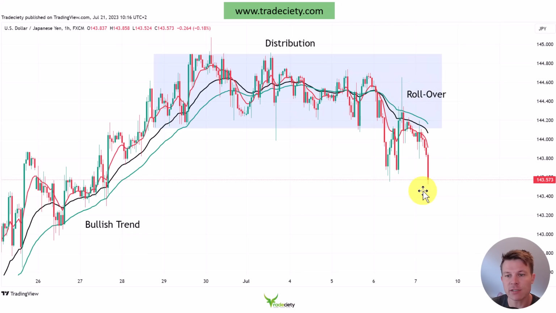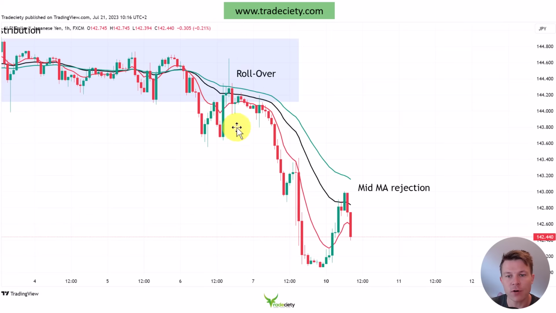This is your first entry signal. The moving averages are also separated nicely, 10, 30, 50. This is the bearish structure that we're looking for. And then you can see the market sells off below the 10. We have a dip in the 30 period moving average and then the continuation signal where we reject the middle.